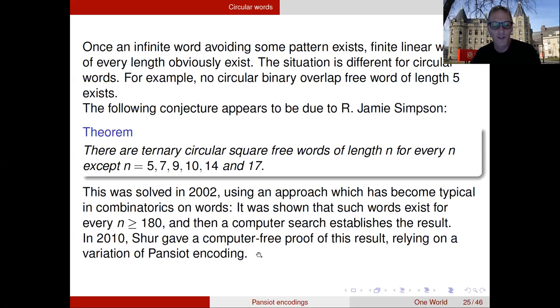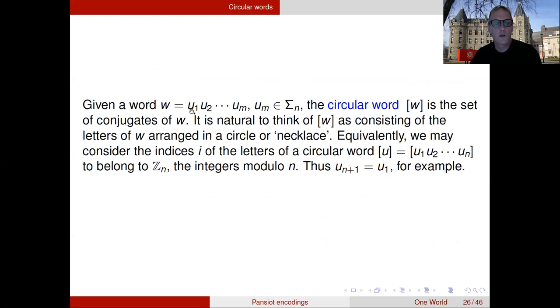In any case, in 2010, Schur gave a computer-free proof of this result, and he used a variation of Pansiot encodings. Given a word W looking like u1, u2 up to un, where the ui are letters, a circular word is the set of the conjugates of W. So it's natural to think of W as consisting of the letters of W arranged in a circle or a necklace. Equivalently, we can consider the indices of the letters of a circular word to belong to Zn, the integers modulo n, so that un+1 is just u1.